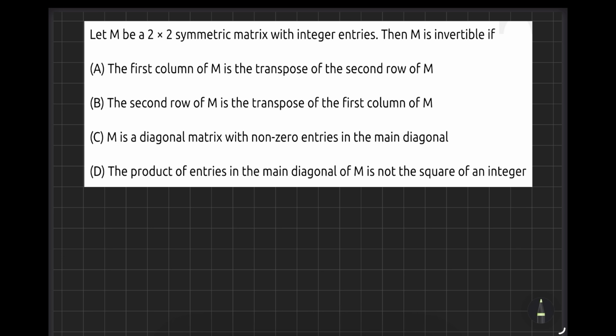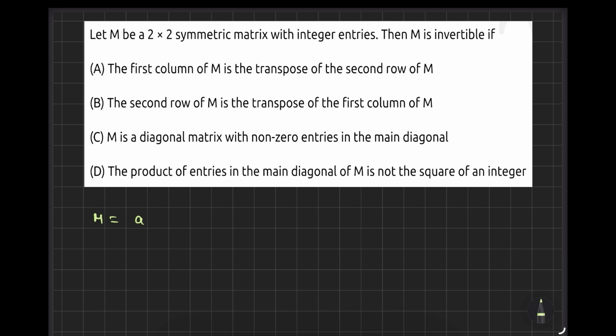So, we are back with a wholesome new question which says, let M be a 2 cross 2 symmetric matrix with integer entries. Then M is invertible if, okay. So look at this. First, we have to talk to M. M is what? Symmetric matrix. Symmetric means what? Its transpose should be the same.